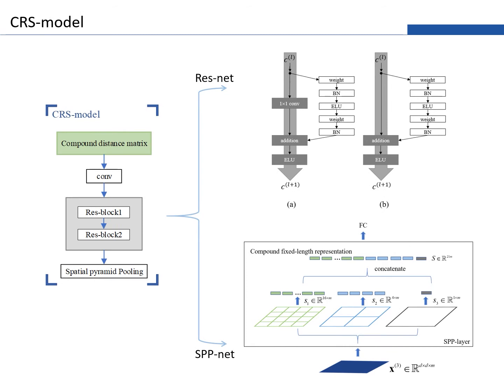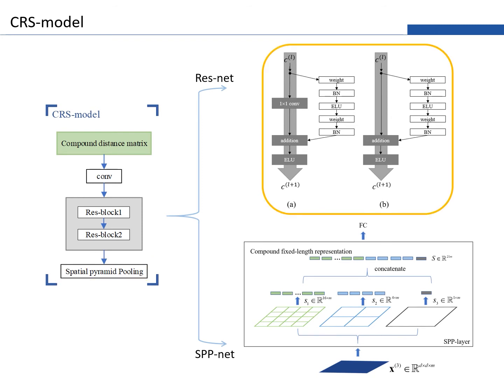In this slide, the network structure of a CRS model is presented. The first layer in the CRS model adopts the convolutional layer. To obtain deeper features, we use the residual network to extract features. At last, the residual network layer is followed by the spatial pyramid network. At this point, we obtain the deep representation of the distance matrix.